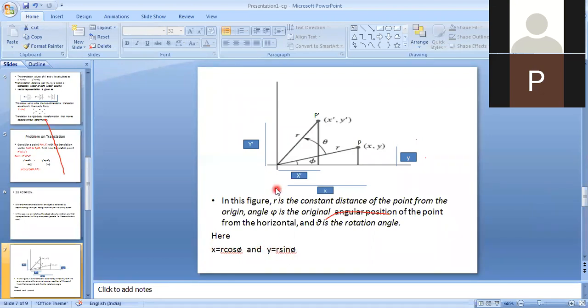Now coming to the whole of this angle. What is the whole of this angle? In terms of cos and sin, it is cos of (phi plus theta), and coming to sin, it is sin of (phi plus theta).